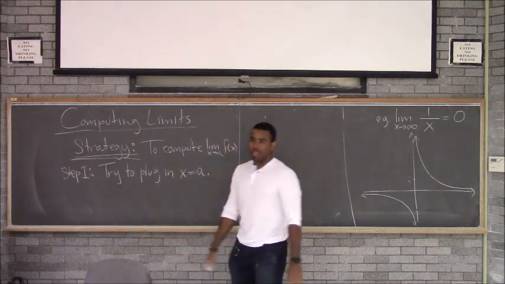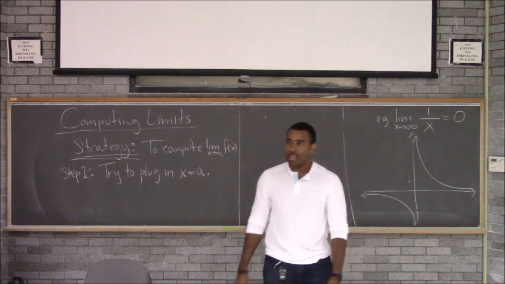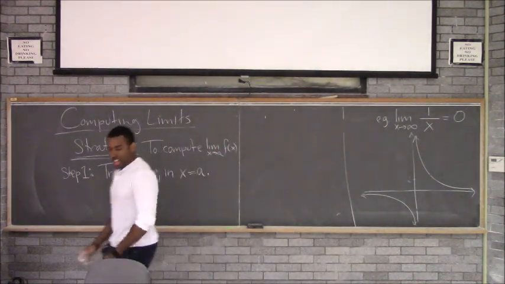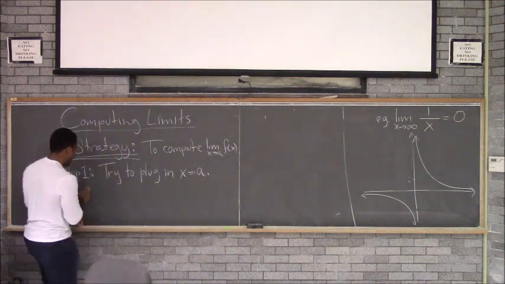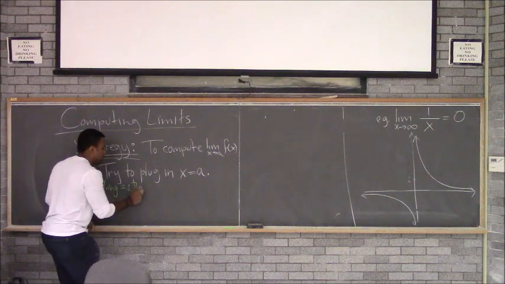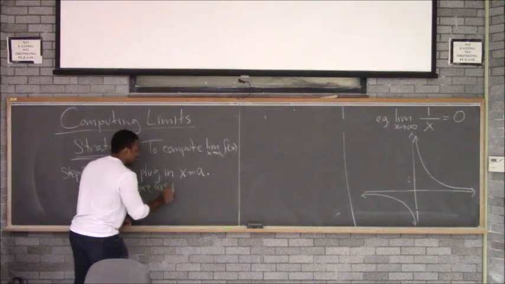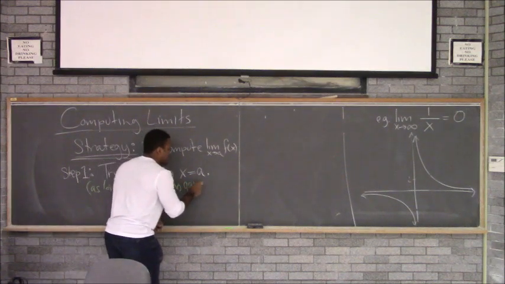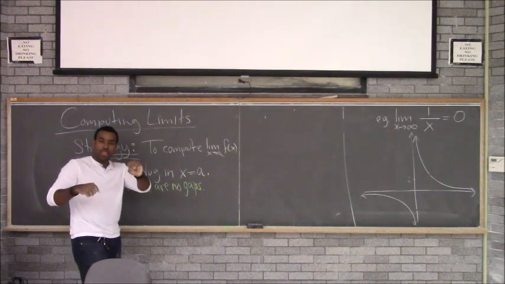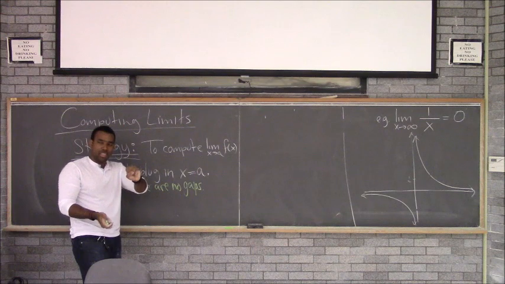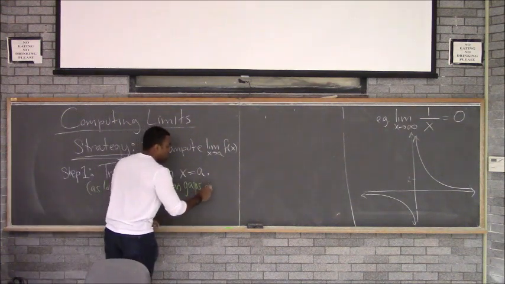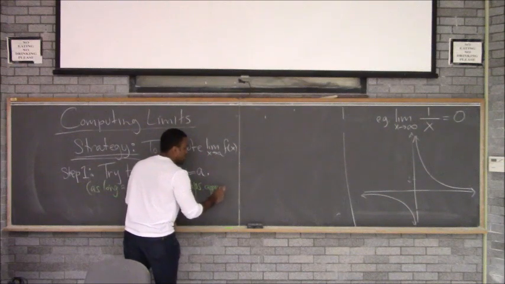Try to actually plug in the number. Now the moment that works, that's going to be your answer, as long as there are no gaps. Remember that situation where there was this isolated point, there was a gap between the two? Technically we could plug in that number, but even in that case the limit would not exist. As long as there are no gaps approaching a, this will work.